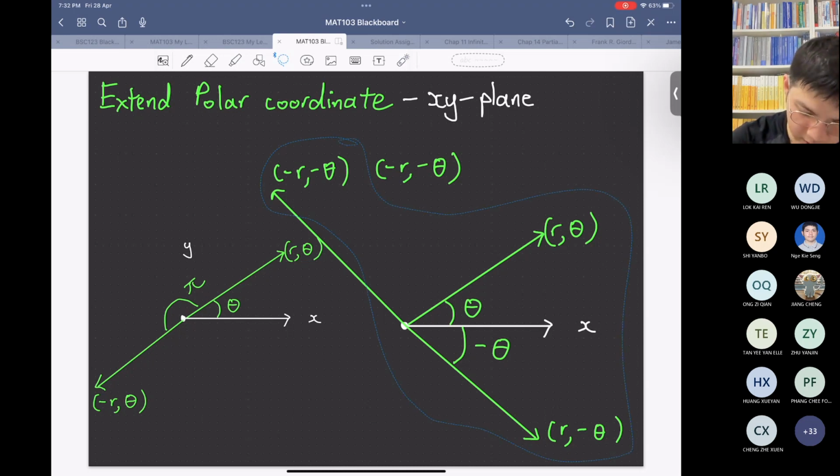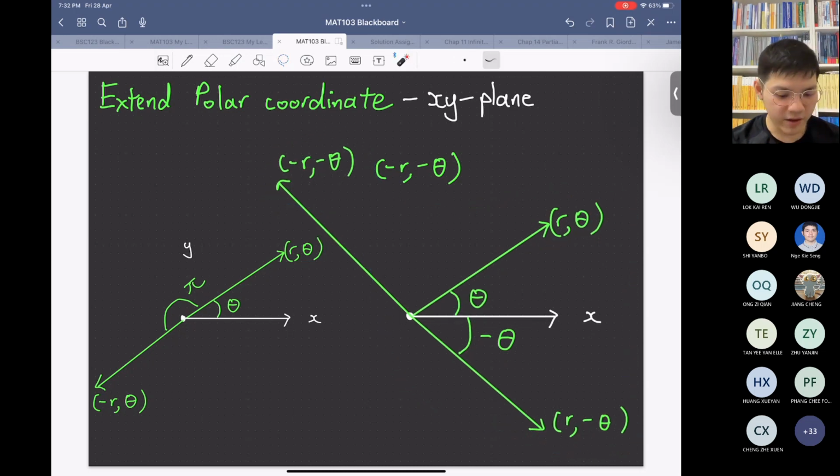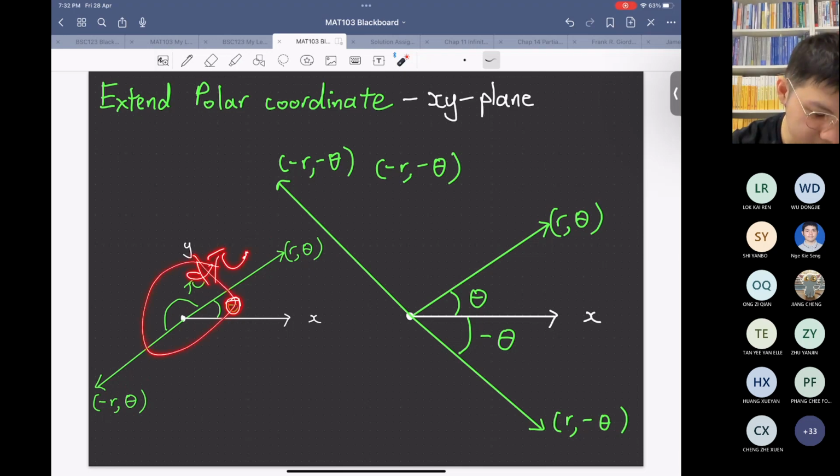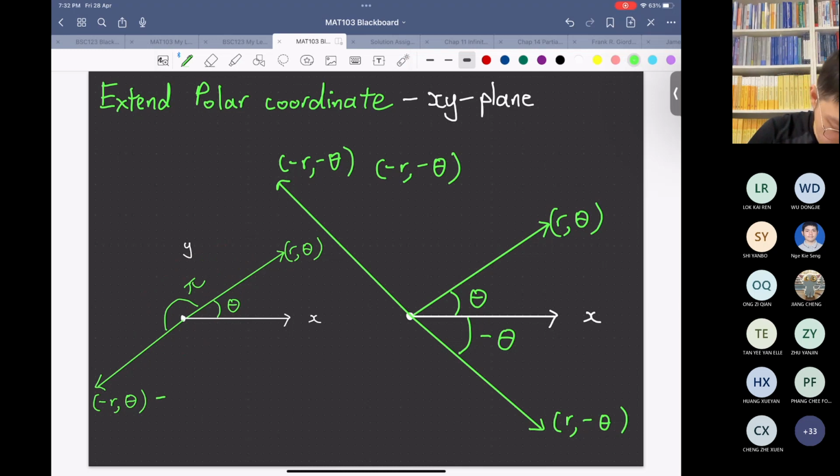Let me move out a bit. So there's one thing to note here. See, r theta and minus r theta here, right? You can see that this angle here, really, is theta plus pi, okay? But we don't record it down. If you like, this is actually also r, theta plus pi. So this is the definition: r, theta plus pi equals minus r, theta.